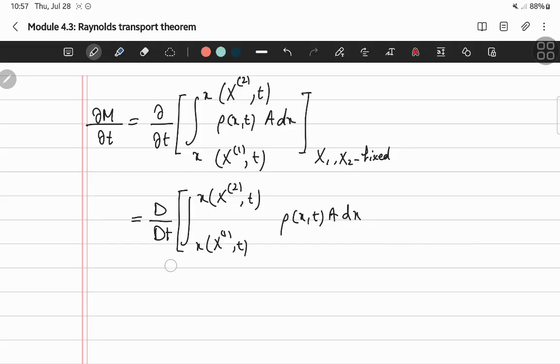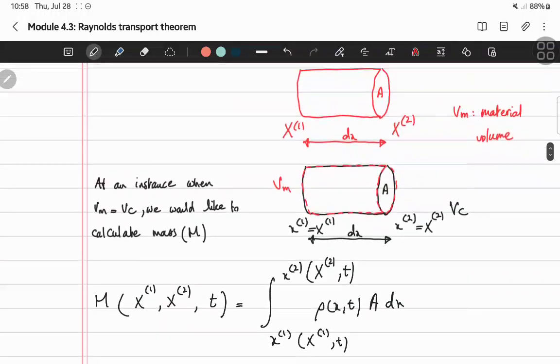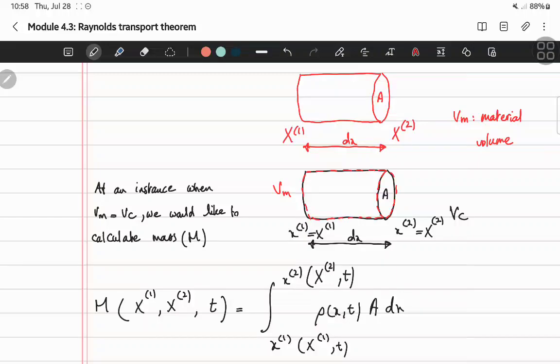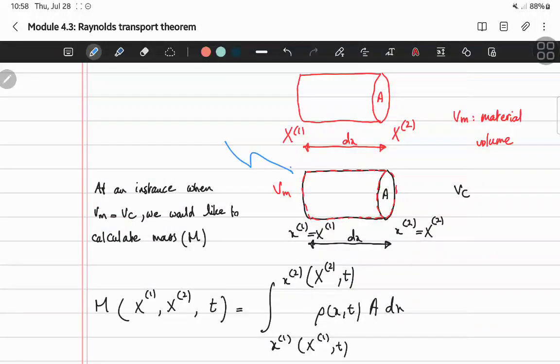So we can write this as the material derivative. The partial derivative is changing to the material derivative. And this is basically, again, the rate at which mass is increasing when Vm coincides with Vc. This is very, very important, when Vm is equal to Vc. So here I also have to write down that this is the time when Vm is equal to Vc.